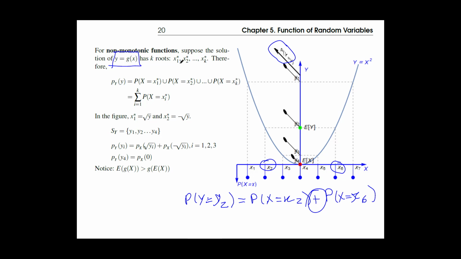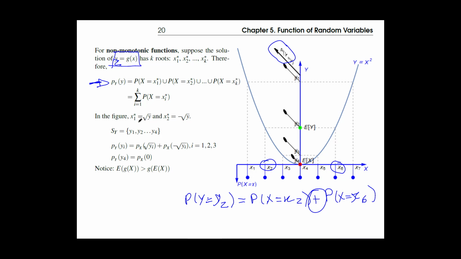In this case, we only have two, x1 star and x2 star. But in general, you can have up to k. And the general strategy is just add up the probabilities of x at all those root points. So for example, here, you put y2 equals g of x, and that has two solutions, x2 and x6 in the figure. So that's pretty much it.